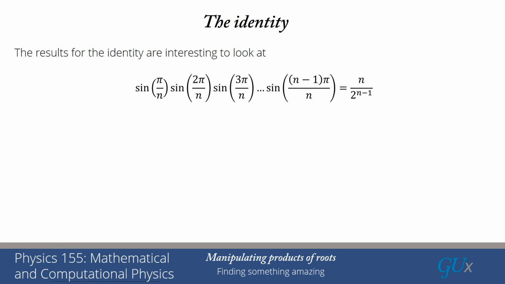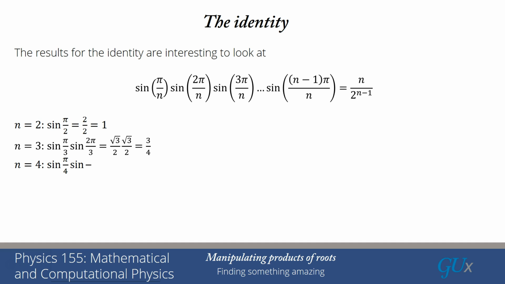And just to really give you a notion of how really cool this identity is, we're going to evaluate it for a couple of different n cases. So if I pick n equals 2, I get sine pi over 2 on the left-hand side, and that just equals 1. And I get 2 divided by 2 on the right-hand side, which also equals 1, so that checks out. If I look at n equals 3, I have sine pi over 3 times sine 2 pi over 3. Well, each of those signs is equal to root 3 over 2, so the net is equal to 3 over 4. And if I plug in n equals 3, I get 3 divided by 2 squared, which is 3 over 4, so it works again.